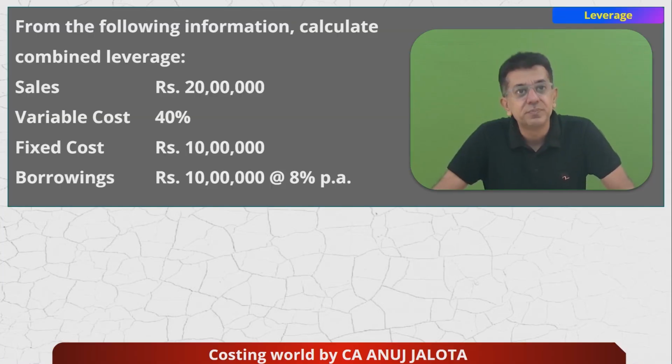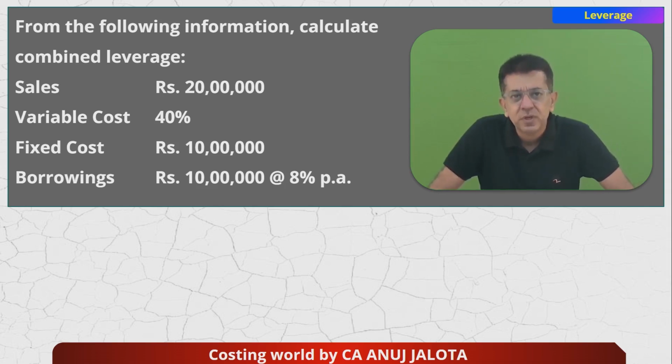Let's start it off. From the following information, calculate combined leverage. Sales is 20 lakhs, variable cost is 40%. So variable cost is 40% of 20 lakhs, therefore that'll be 8 lakhs. Fixed cost is 10 lakhs. Fixed cost will mean operating fixed costs, your rentals, your salaries, etc. Borrowings, 10% at 8% per annum. So interest should be coming to 80,000. Keep these numbers in mind, please.